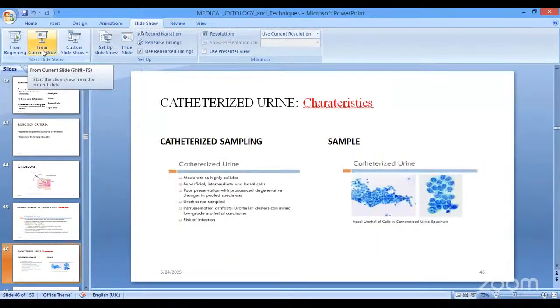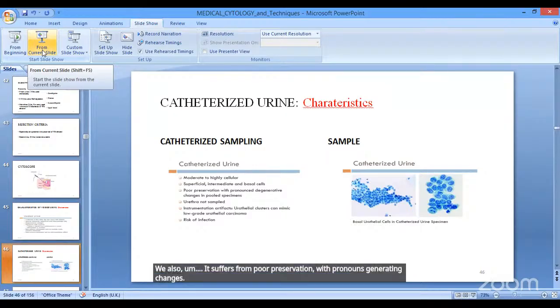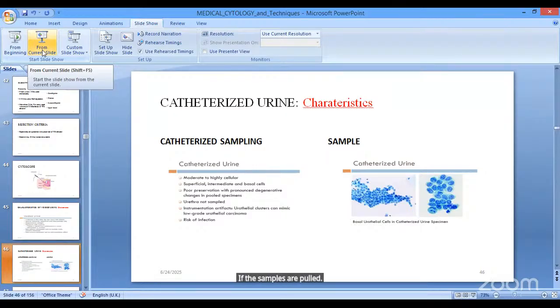It suffers from poor preservation with pronounced degenerative changes if the samples are cooled. The urethra is not sampled in catheterized urine. Instruments used could cause artifacts. Urothelial clusters can mimic low-grade urothelial carcinoma.